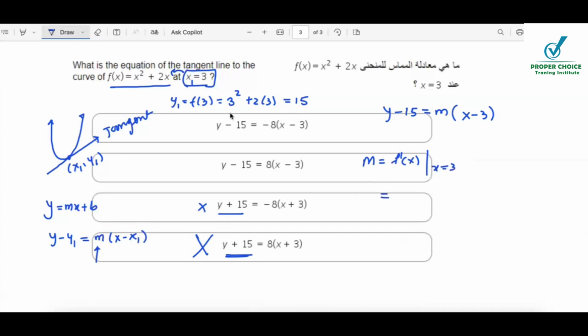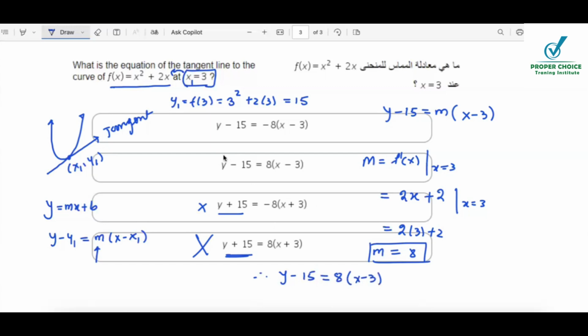So you just need to find the derivative of f(x). The derivative of x square is going to be 2x, plus the derivative of 2x, which is just 2. Substitute the value of x as 3. So that becomes 2 times 3 plus 2, which is going to be 8. So the slope of the line that you're going to get is 8. So finally, what would be your equation? y minus 15 is equal to 8 times (x minus 3). So that is matching with the second choice. This is the equation of the line tangent to the curve.